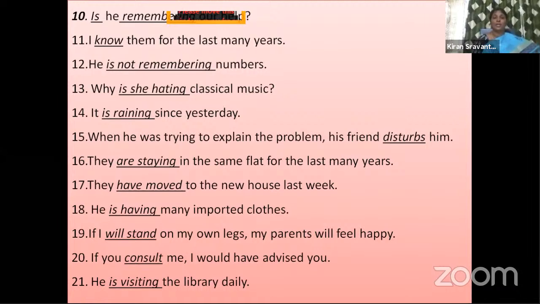And if you consult me, I would have advised you. So the main clause is in the third condition, that is, unfulfilled condition. So if you had consulted me, it should be in past perfect. He is visiting the library daily. Then again, regular action, which should be expressed in present simple. He visits the library daily.